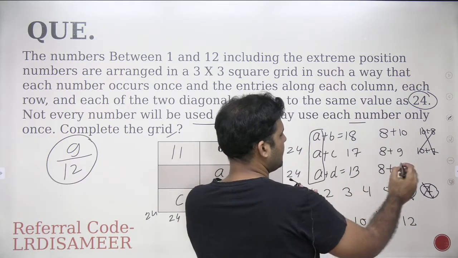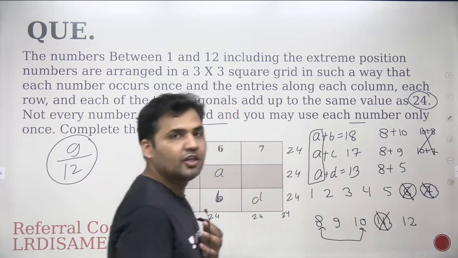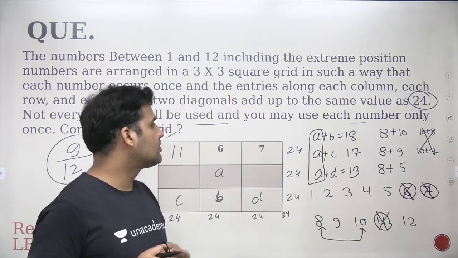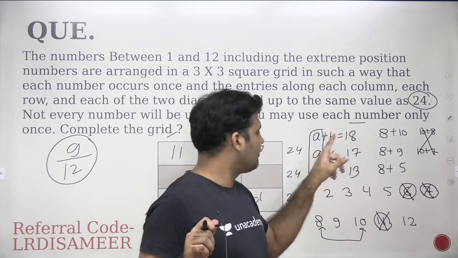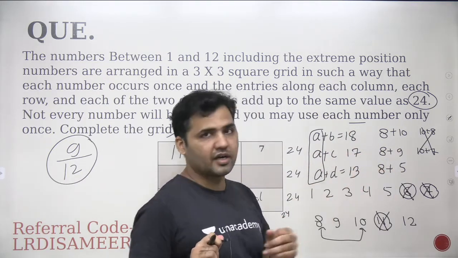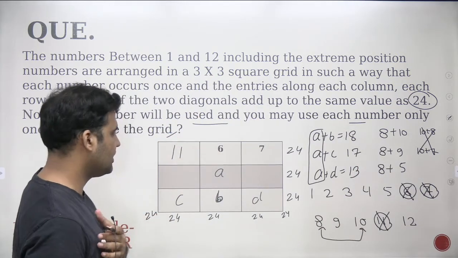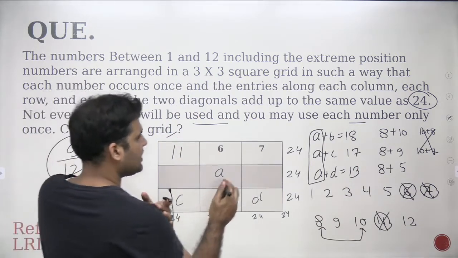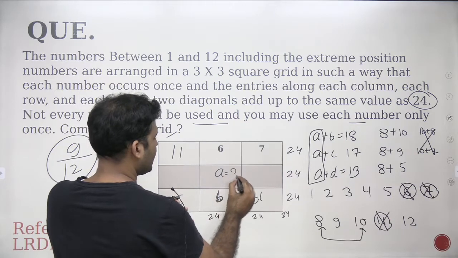So A plus D is 13. So 8 plus 5 is 13. You see that 8 is the possible value which when added to 10 gives you 18, when added to C, 9, gives you 17, and when added to 5 gives you 13. Now let's use it, guys. If I take A here as 8, you'll get everything, right?